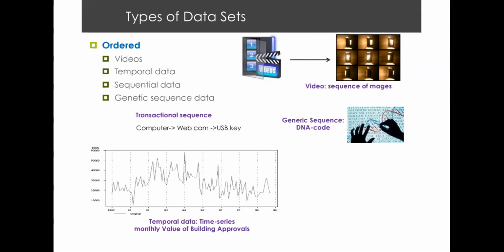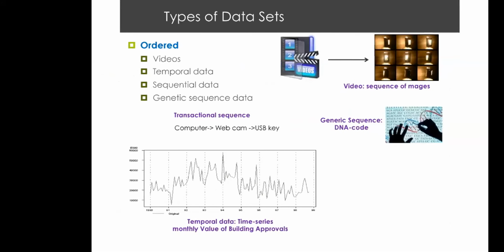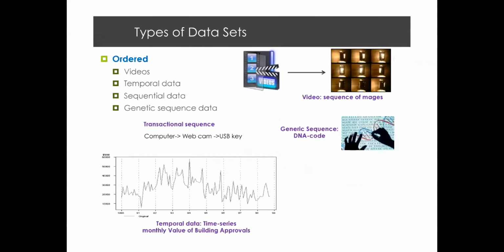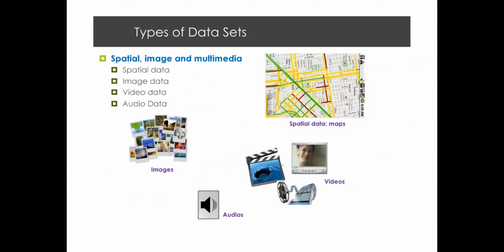The first one is the record data set. The second one is the graph and network data set, and the third one is the ordered data set. The next one is the spatial, image and multimedia data set. In the spatial, image and multimedia data set, you have a number of images related to people or received information, and all of that is presented as image data.